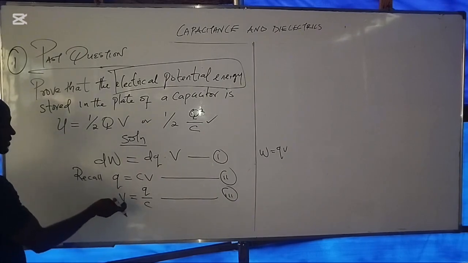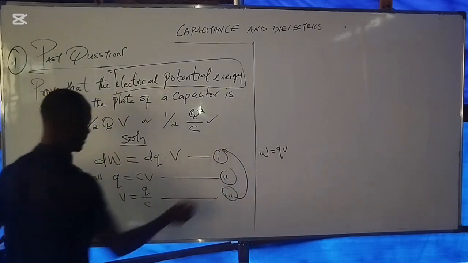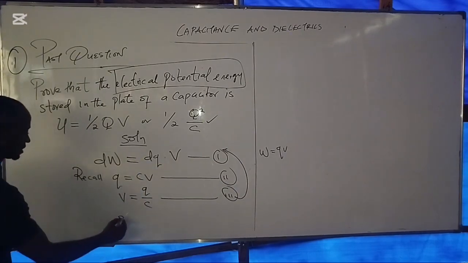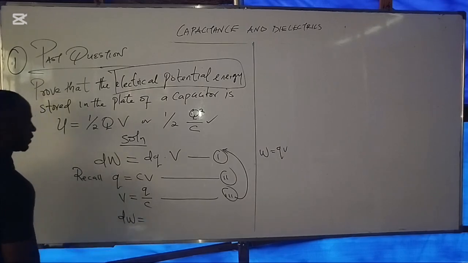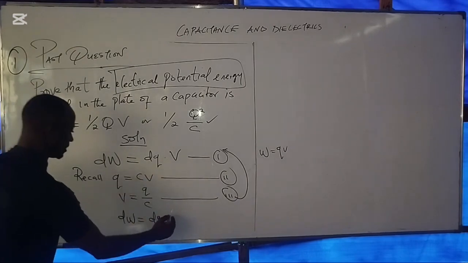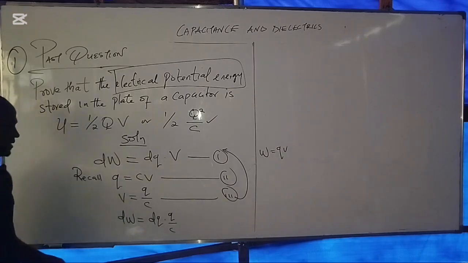So what do you notice here? Let's substitute the value of V as Q over C into equation 1. That will give us our change in work done equals change in charge multiplied by the charge itself divided by C. Now, this is leading us to what we call integration.